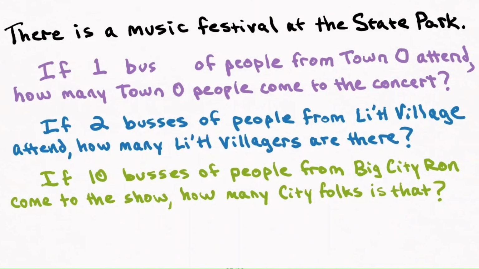Now, here's some problems. Let's think about this for a minute, and you'll see where I'm going with this after a second. There's a music festival at the state park. If one bus of people from Town O attend, how many Town O people come to the concert? Another question is, if 2 buses of people from the little village attend, how many little villagers are there at the concert? And then finally, if 10 buses of people from Big City Ron come to the show, how many city folks are there?